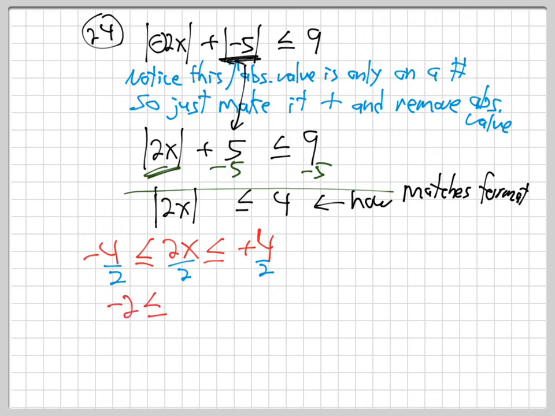And so we get negative 2. These cancel, positive 2. How do we write that interval? Negative 2, comma, positive 2. Done. Brackets, right? Solid bars lead to brackets.